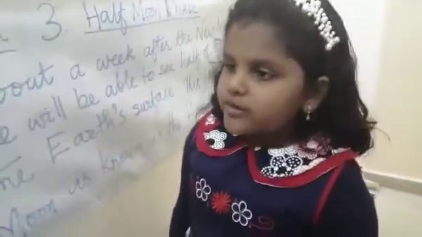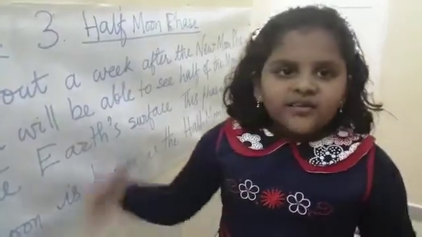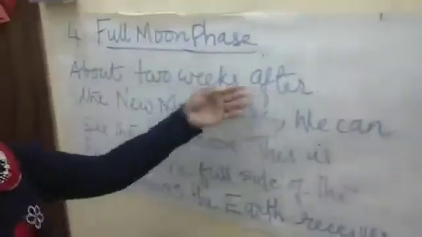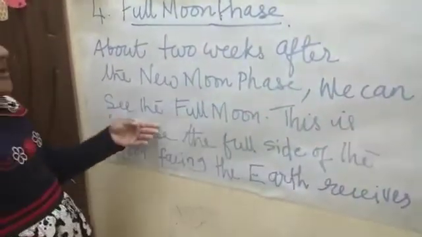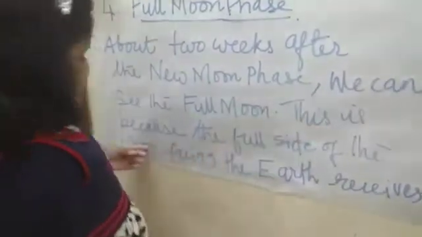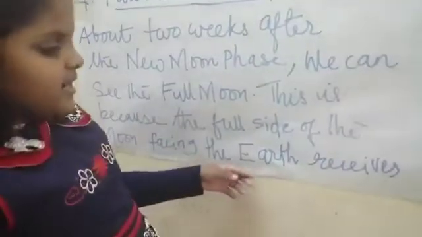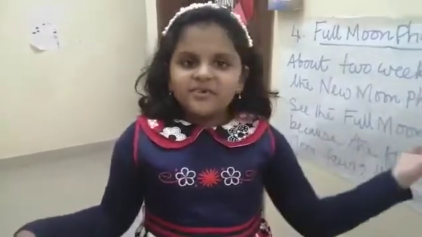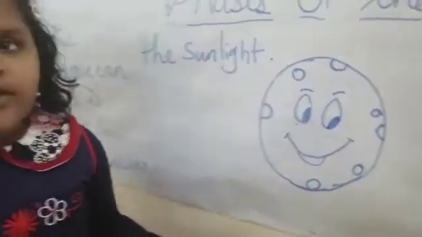Now let us move to the fourth phase of the moon, that is the full moon phase. About 2 weeks after the new moon phase, we can see the full moon. This is because the full side of the moon facing the earth receives the sunlight. So, this phase of the moon is called the full moon phase. The full moon phase looks very beautiful and poetic.